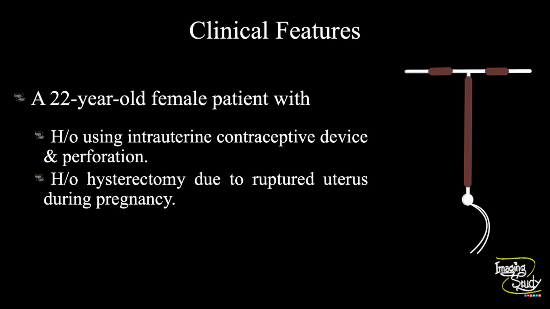Let's focus on the intrauterine contraceptive device. It's still within the abdominal cavity. When the hysterectomy was done, I don't know why, it was not removed. Maybe due to the situation, or the surgeons were more focused on saving her life. Let's see what we can get now on ultrasound.